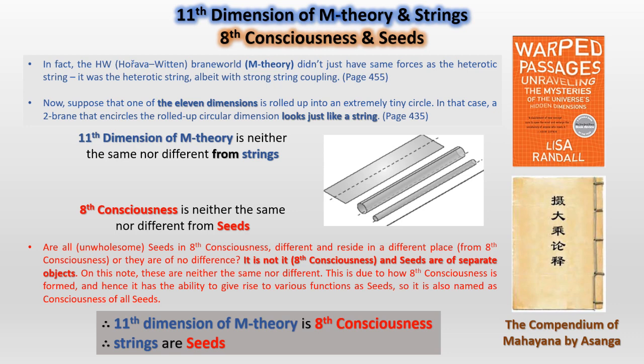According to the Compendium of the Mahayana, by Asanga, are all seeds in 8th consciousness different and reside in a different place, or are they of no difference? It is not so, and seeds are not separate objects. On this note, these are neither the same nor different. This is due to how 8th consciousness is formed, and hence it has the ability to give rise to various functions as seeds, so it is also named the consciousness of all seeds. So, 8th consciousness and seeds are also neither the same nor different. Therefore, it is no coincidence that the 11th dimension of M-theory is 8th consciousness whereas strings are seeds.